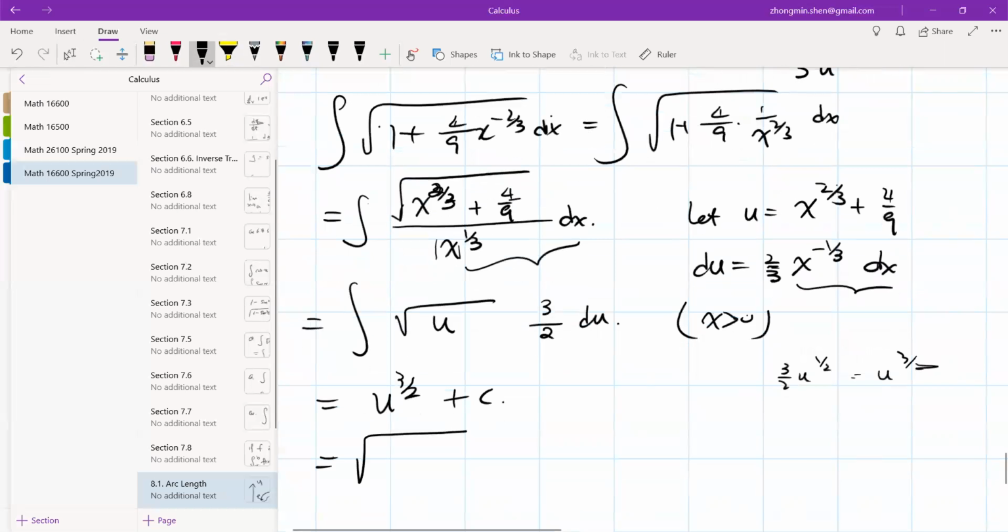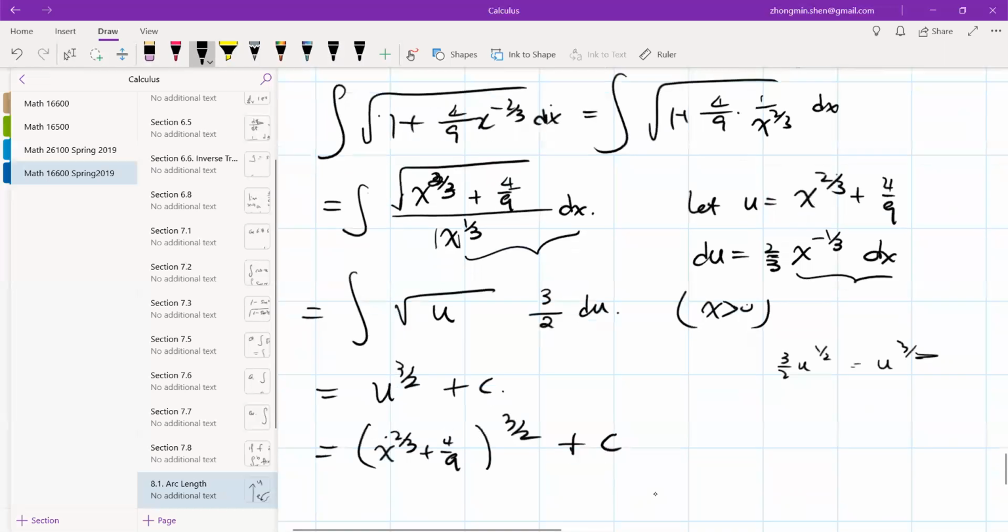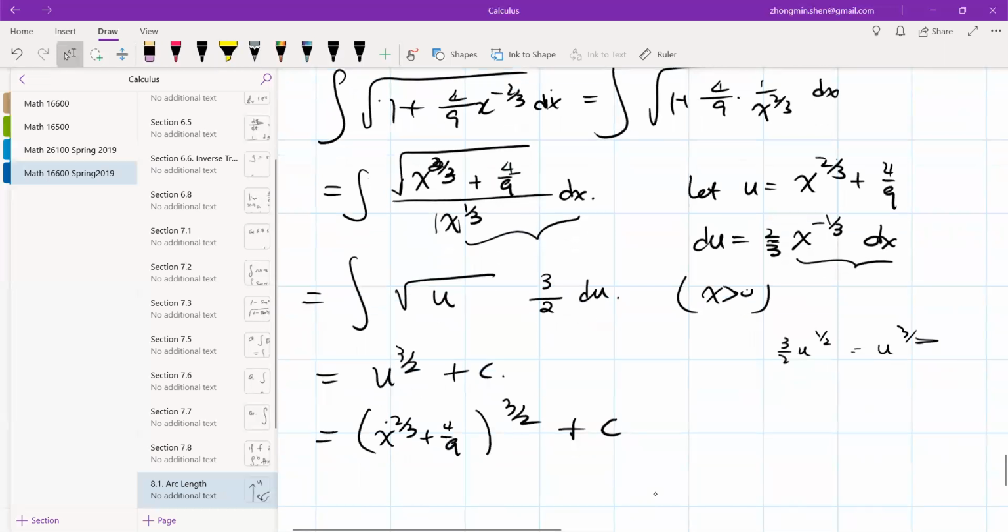So you will get the square root of, what is u? u is a cube, okay, and plus constant. So this is an antiderivative, and it's still true when x is negative. When x is negative, you will get the same result. Okay, so this is the antiderivative.